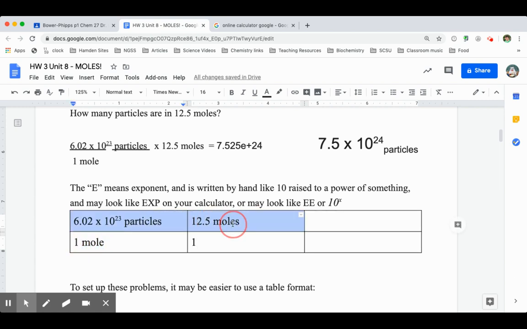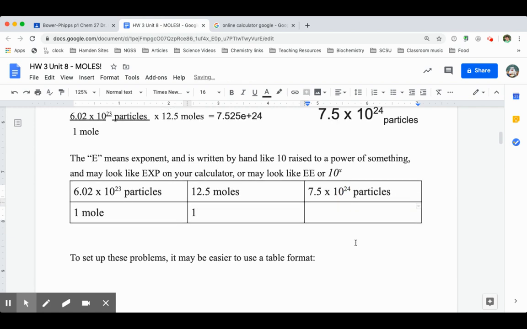I multiply if I see the numbers in the top, and I divide by numbers that I see in the bottom. But because both of those numbers on the bottom are 1s, I just take 6.02 times 10 to the 23rd times 12.5, and I got the number that I had up there, 7.5 times 10 to the 24th particles.